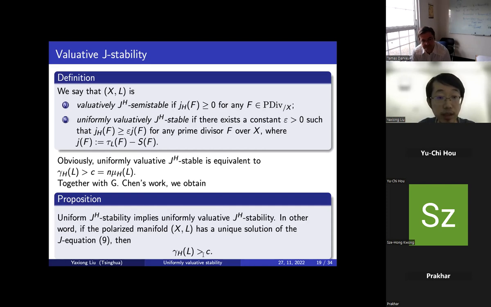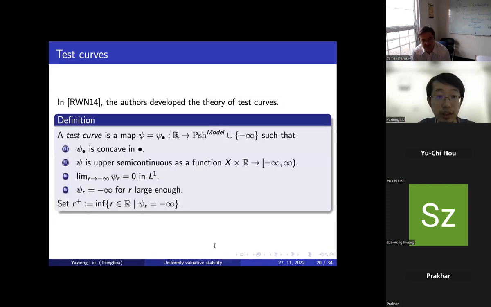So for the idea of the proof, we naturally call the theory of this curve developed by Rossi and Fujita-Li.